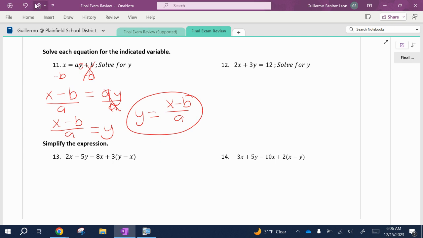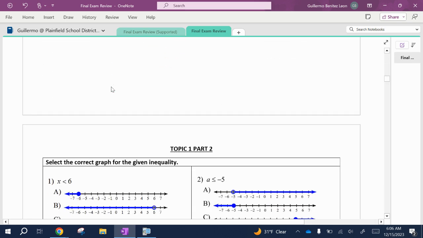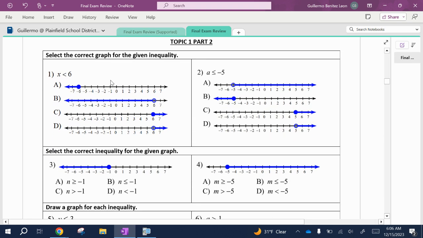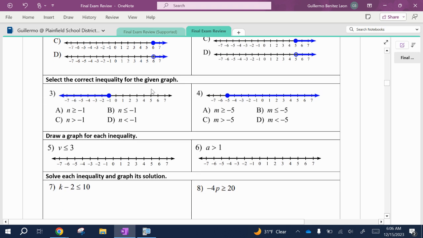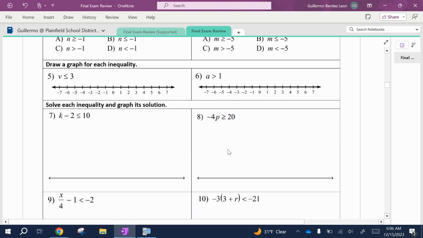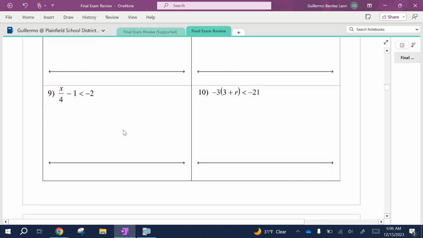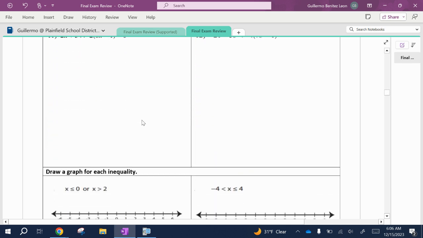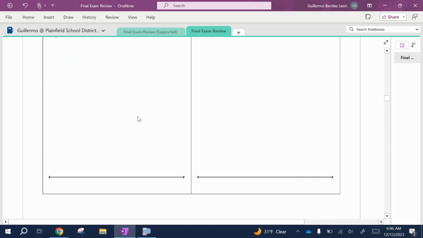Take your time with these. I know sometimes you get overwhelmed. Ask yourself what makes sense. After this one, we're going to skip all the way to absolute value equations. Inequalities overall, there hasn't seemed to have been a big issue. They're just equations with inequality signs.